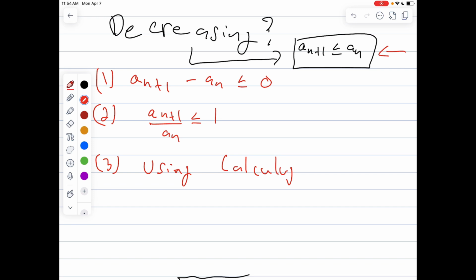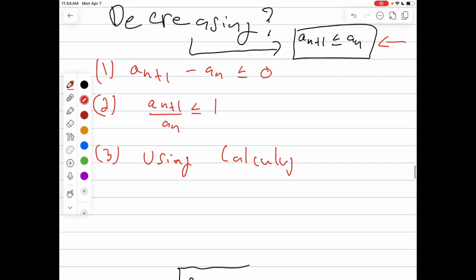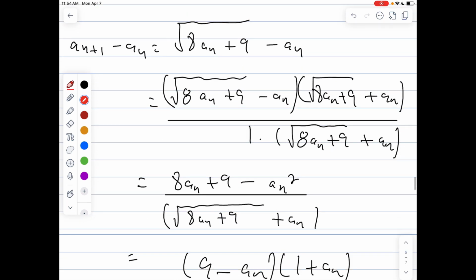So I'm going to be working with that first method, a sub n plus 1 minus a sub n is less than or equal to 0. Okay, let me go ahead and get started on that. So a sub n plus 1 minus a sub n would look something like this right here. I replaced the a sub n plus 1 with what the recursive formula tells us it is, and I kept a sub n as that.